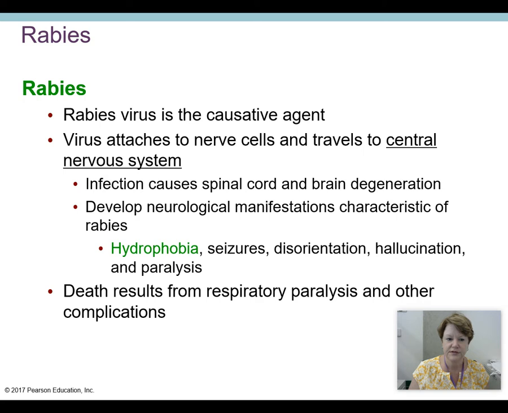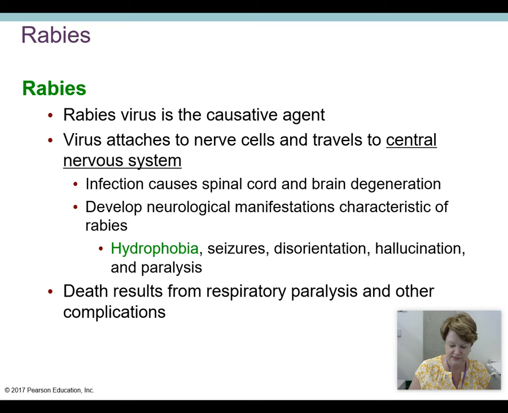Hydrophobia, I highlighted that symptom, that characteristic. That is common and a very distinctive characteristic, the fear of water. So animals that have rabies and humans have a terrible fear of water, which is interesting. It must be something specific that happens in the brain that affects some part of the brain that is specific for that behavior. Seizures, disorientation, hallucination, paralysis. These all make sense when you understand that it's the brain and the spinal cord that are degenerating. Death results usually from you stop breathing.